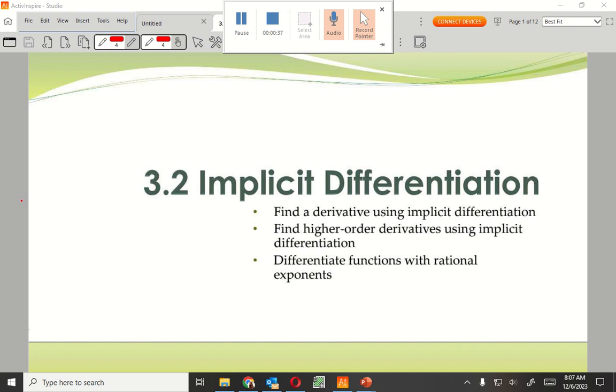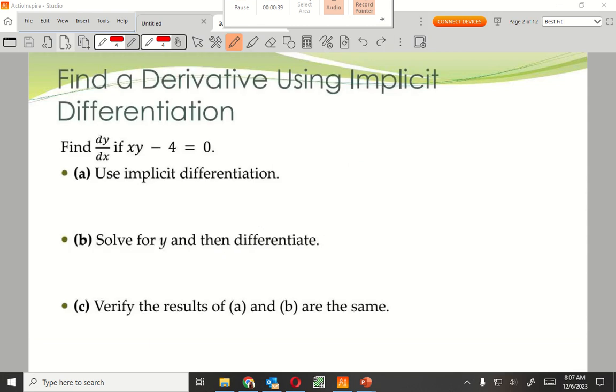All right, implicit differentiation. So what this means is we're taking a derivative and we have multiple variables that we need to account for. So what I'm going to do here is find dy/dx, xy minus 4 equals 0.